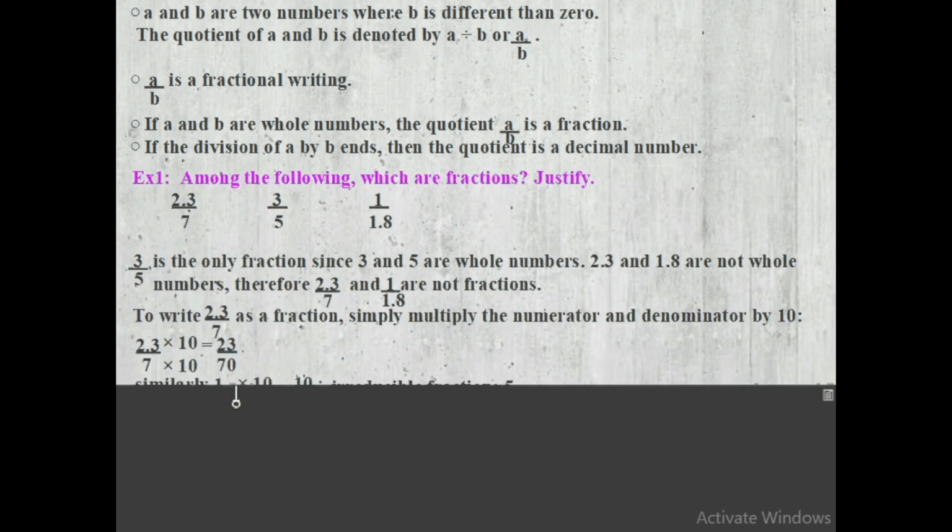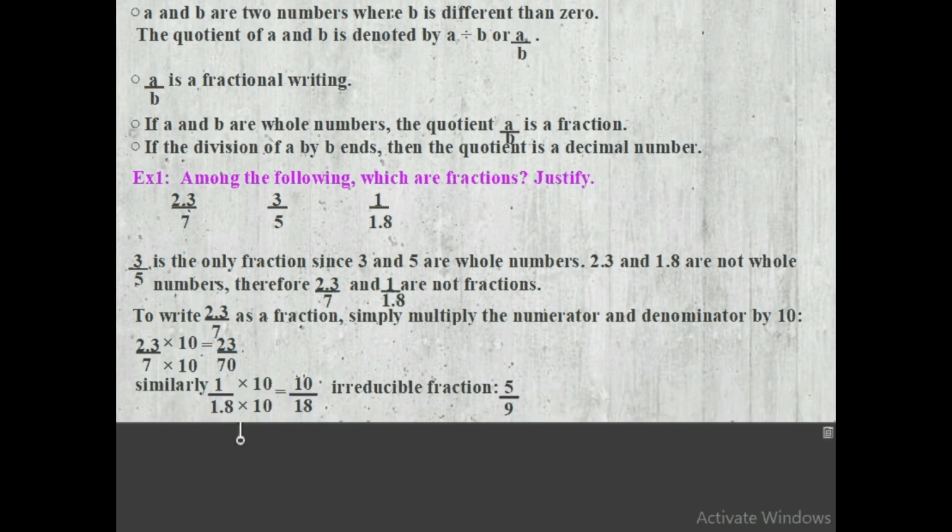A and b are two numbers where b is different than 0. The quotient of a and b is denoted by a divided by b or a over b. A over b is a fractional writing. If a and b are whole numbers, the quotient a over b is a fraction. If the division of a by b ends, then the quotient is a decimal number. Among the following, which are fractions, justify? 3 over 5 is the only fraction, since 3 and 5 are whole numbers.